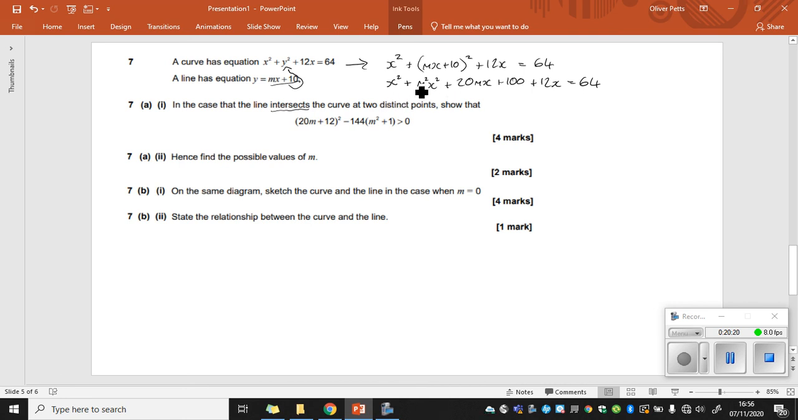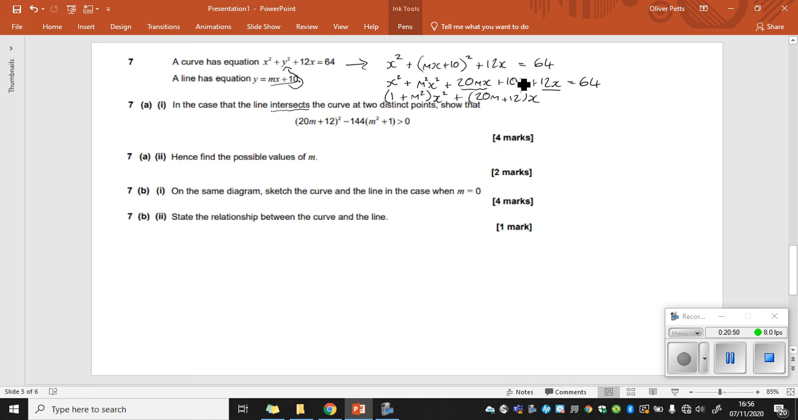So we've already got our two x squared terms together, so let's factorize that x squared. So we're going to have a 1 plus m squared all multiplied by x squared. So that's my x squared term. My two x terms, though, well, they're separate at the minute. I've got 20mx and a plus 12x. So let's just look at those together. Let's take out a common factor of x. So I've got a plus 20m plus 12 all multiplied by x.